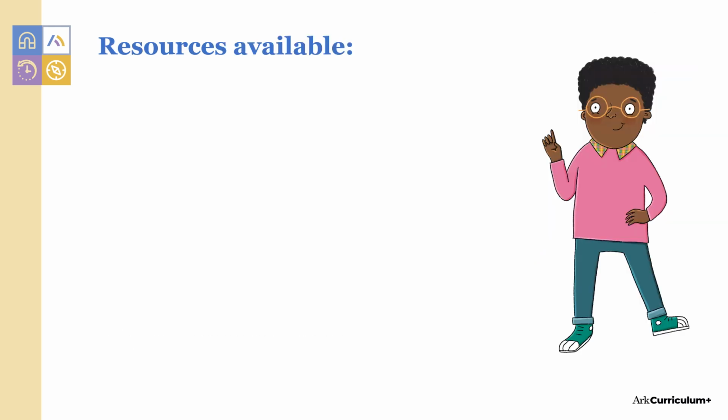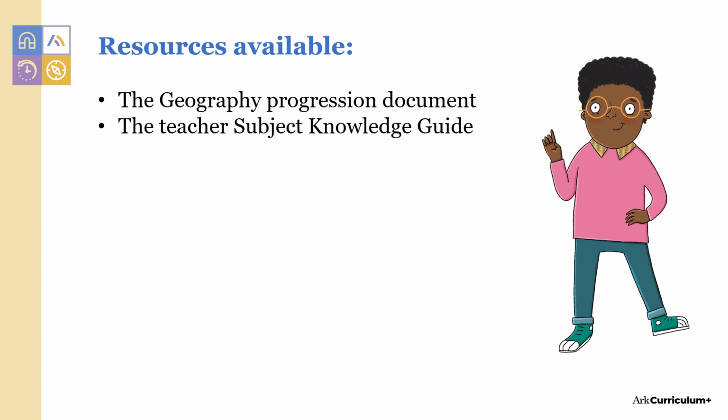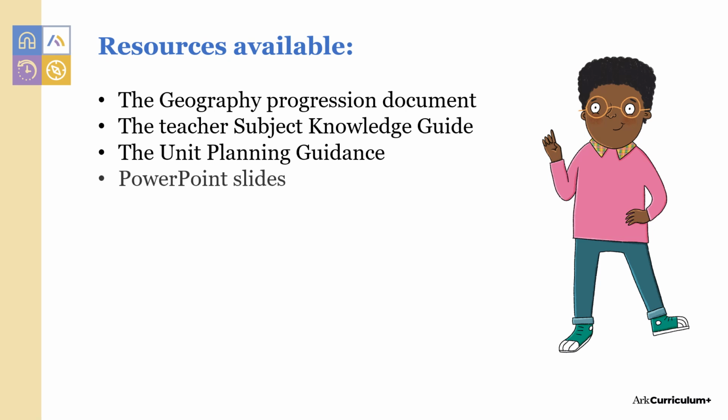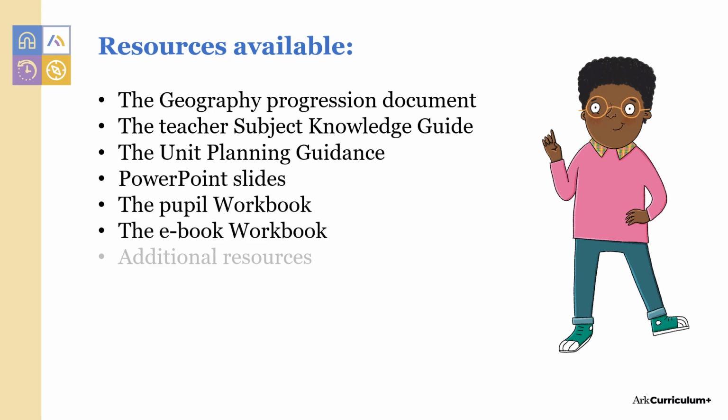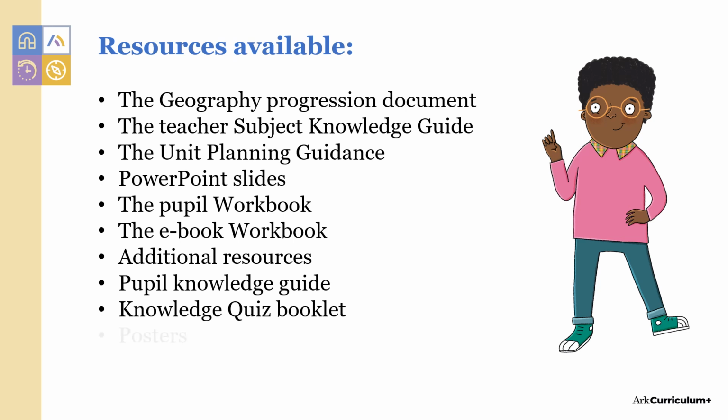The resources available on Oxford OWL: the Geography Progression document, the Teacher Subject Knowledge Guide, the Unit Planning Guidance, PowerPoint slides for every lesson, the Pupil Workbook and the eBook Workbook, additional resources that go alongside some lessons, Pupil Knowledge Guide, Knowledge Quiz Booklet, posters and Discovery Box cards.